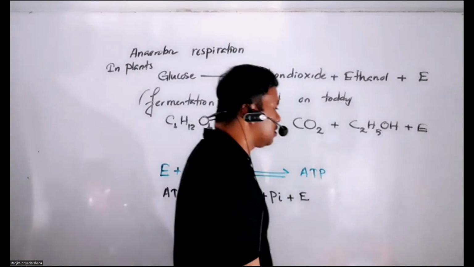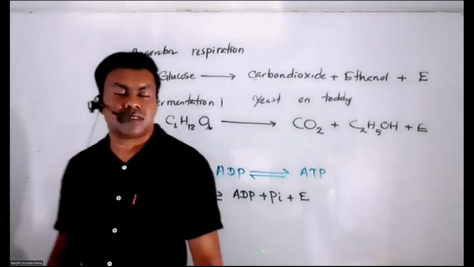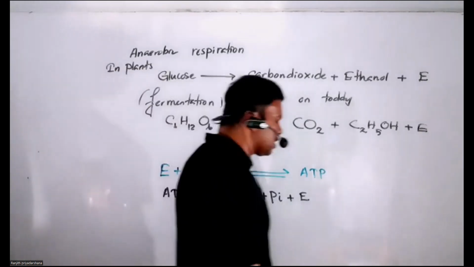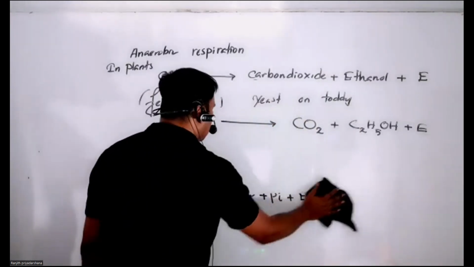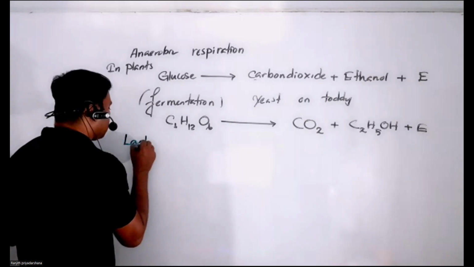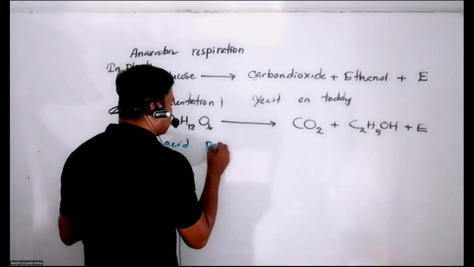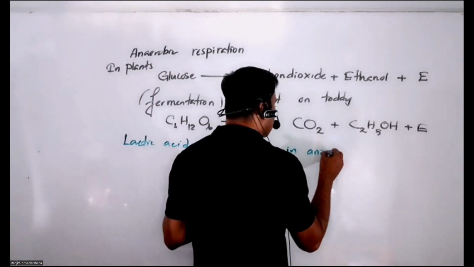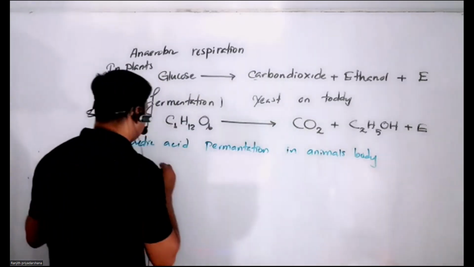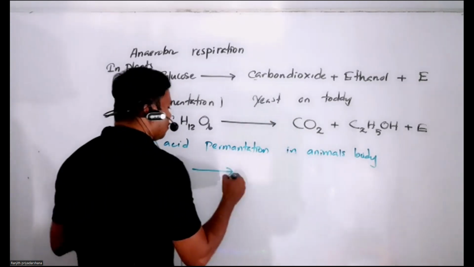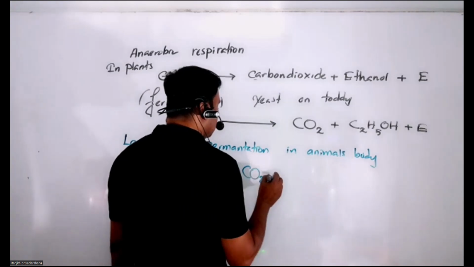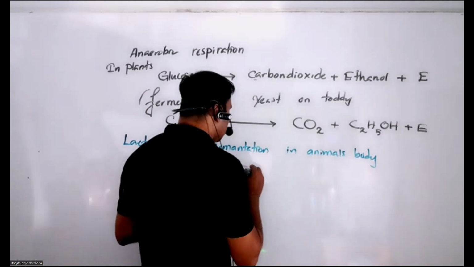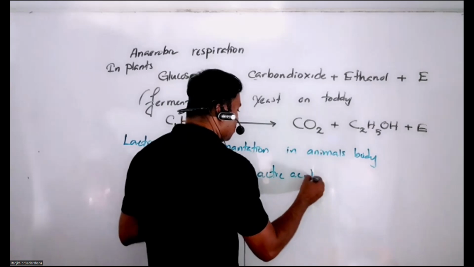So lactic acid fermentation occurs in an animal's body. Ethanol fermentation occurs in a plant's body. So you can write this word equation. Lactic acid fermentation in animals' body: glucose gives lactic acid plus energy. Glucose, lactic acid and energy, and no gas is given off, right?